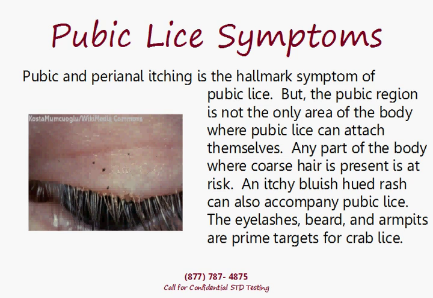Pubic lice symptoms. Pubic and perianal itching is the hallmark symptom of pubic lice, but the pubic region is not the only area of the body where pubic lice can attach themselves. Really, any part of the body where there's coarse hair. Thickened skin, itchy skin, and an itchy bluish rash can also accompany pubic lice. The eyelashes, the beards, and the armpits are also really prime targets for crab lice.